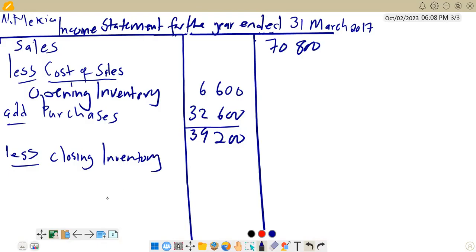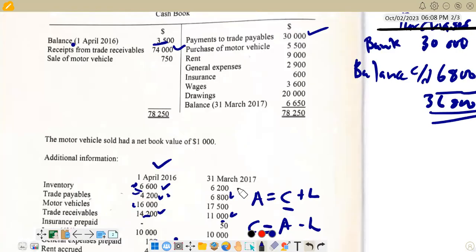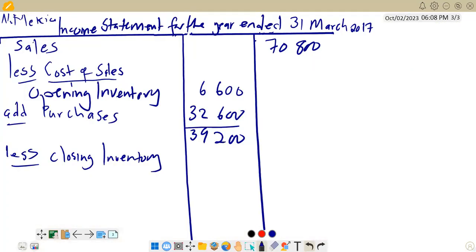Right, the closing inventory figure again, we find it there on the list of balances. Go back to check inventory. What we had on closing now is 6,200. So we are going to put 6,200 here. Right. So that's what we have there. Then we now subtract it. We say 39,200 minus 6,200, and we get 33,000. So 33,000, just put it beneath here. The figure 33,000 is now the figure for cost of sales.